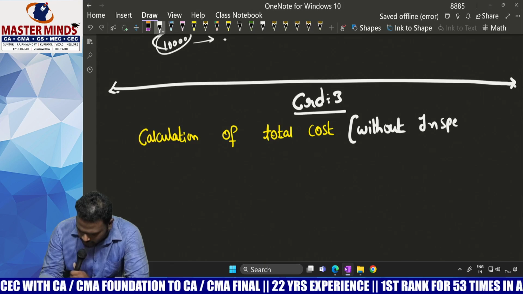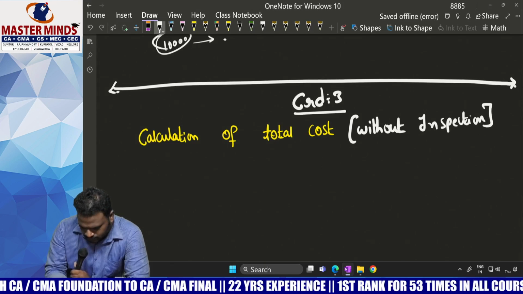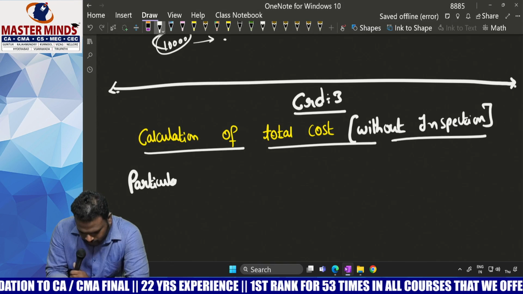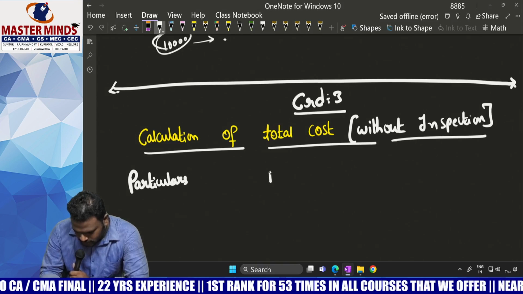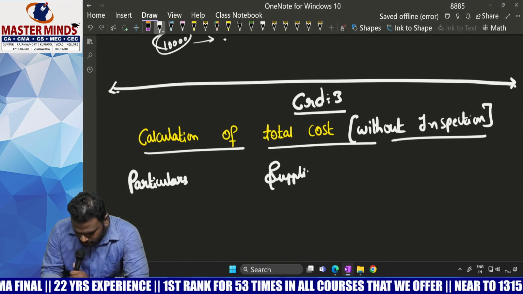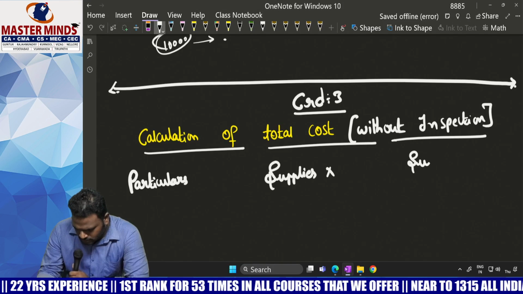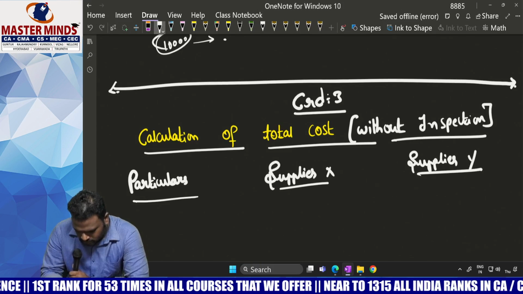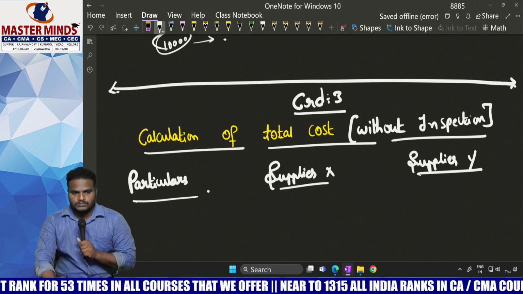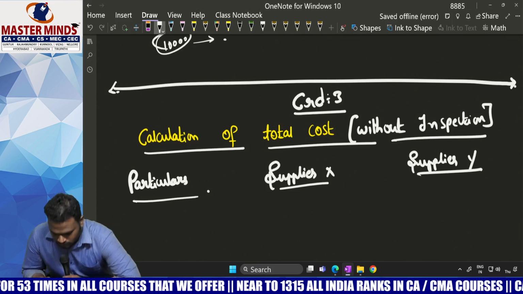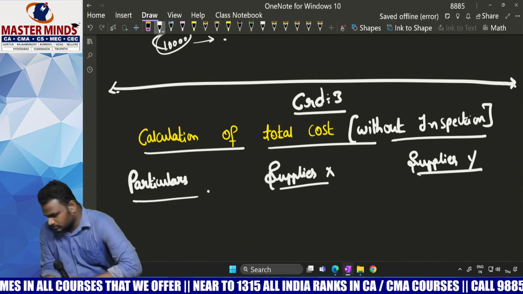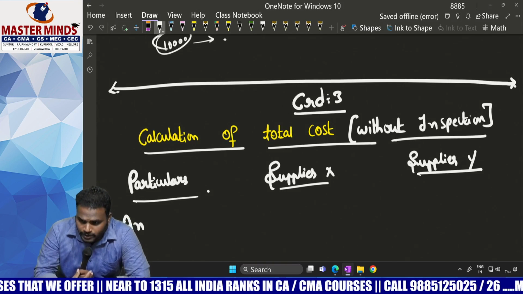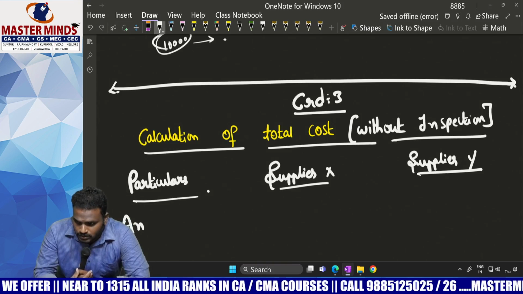Calculation of total cost without inspection. Particulars, supplier X. Now, what is the annual... don't stop writing. Everybody focus on the screen. Don't write anything.